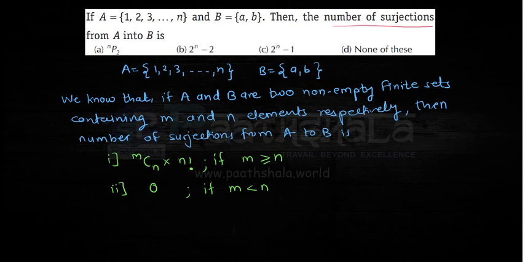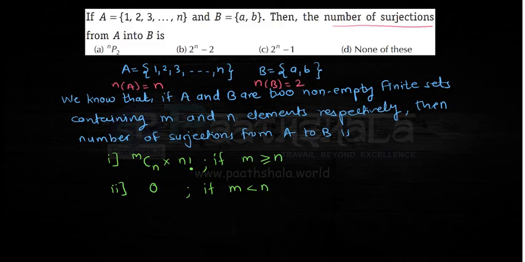So here we have to find the number of surjections, that is the number of onto mappings from A to B. We can see A is 1 to n, that is n(A) equals n, and n(B) equals 2.